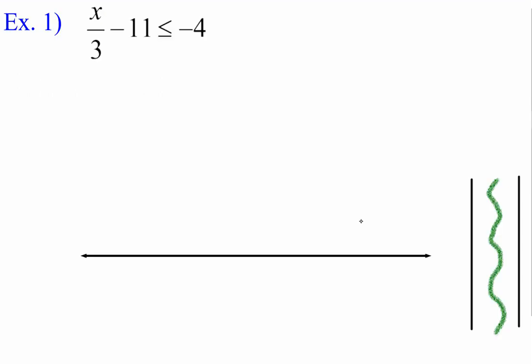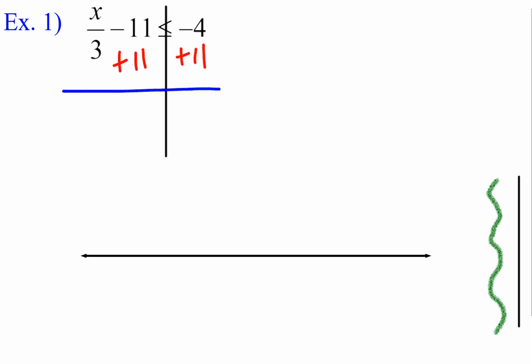So let's take a look at this problem first here. x divided by 3 minus 11 is less than or equal to negative 4. So I'm going to divide my sides up here, and my first step is I'm going to add 11 to both sides. Once I do that, I see that I have a zero pair right there, so I don't care about that, and all I'm left with is x divided by 3. I have a negative 4 plus an 11, which is equal to 7. Adding 11 to both sides does not change the sign, so we're going to keep it.